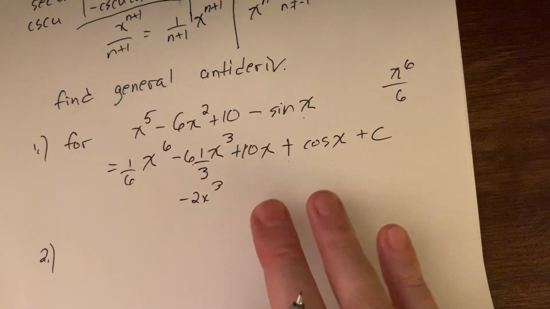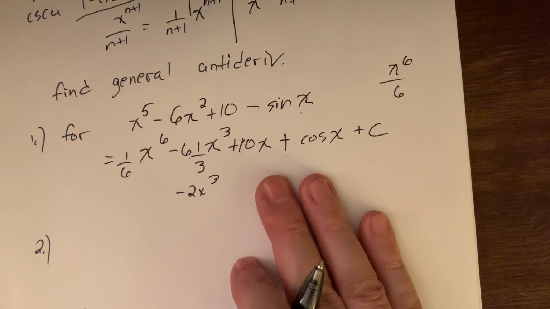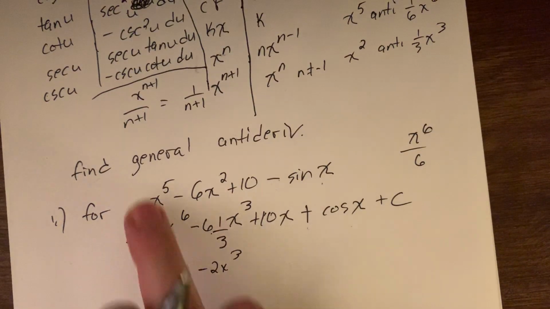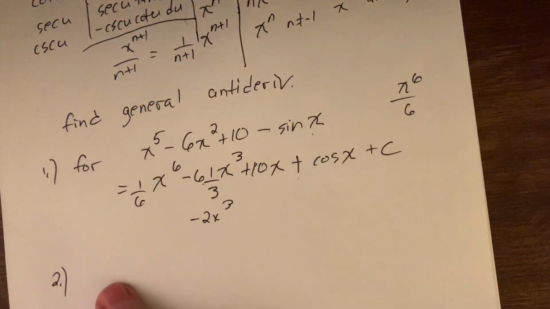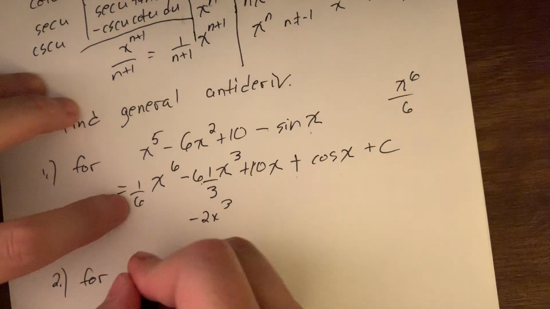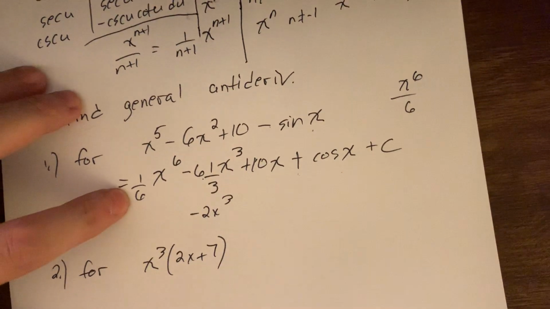Let's really, really focus. This is very much like getting the shortcuts with derivatives. We're going to need these shortcuts for antis. So let's keep going. Let's go right into the next one. Let's find a general antiderivative for number 2. Let's look at the function. Let's go x cubed times (2x plus 7).